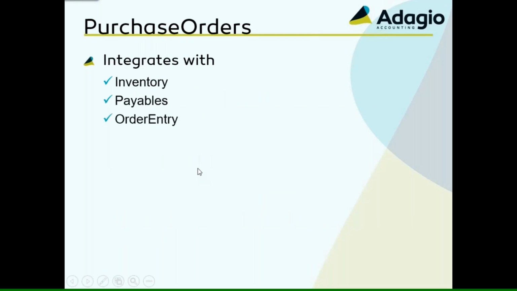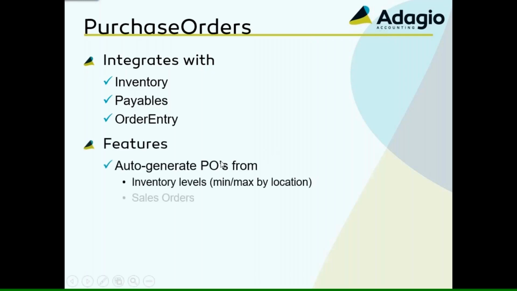On the purchase order side, so that was the sales order side. Adagio purchase orders integrates with inventory and payables and order entry. So some of the things that you can do in Adagio purchase orders, you can auto-generate POs from inventory levels. So rather than having to go through and inspect reports or walk around, you can ask purchase orders to scan all of inventory for a particular location or for all locations, and for a particular vendor or for all vendors, and generate the necessary purchase orders to replenish inventory up to its minimum level.